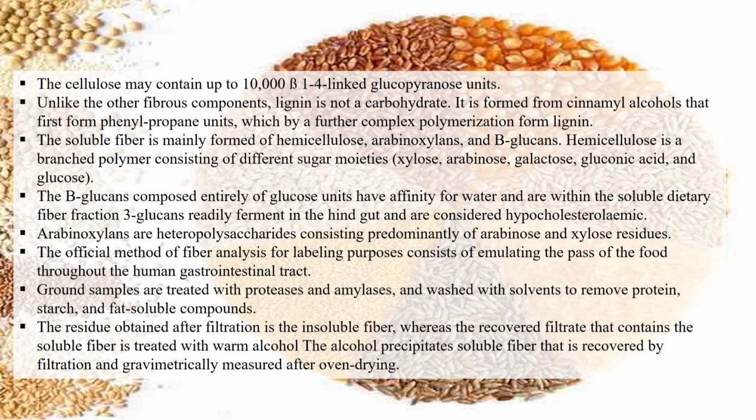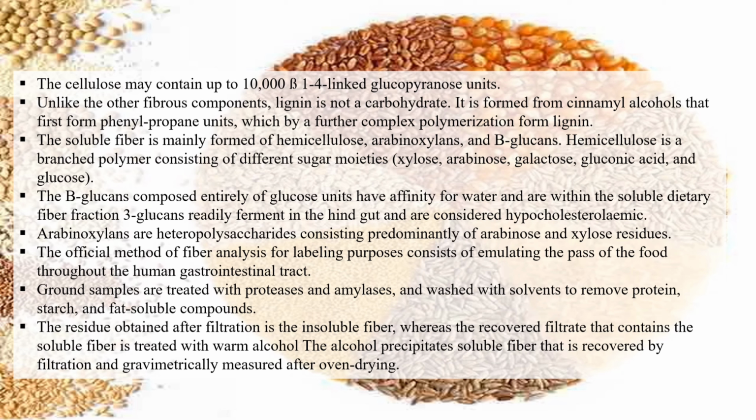Unlike the other fibrous components, lignin is not a carbohydrate. It is formed from cinnamyl alcohols that first form phenylpropane units, which by further complex polymerization form lignin. The soluble fiber is mainly formed of hemicellulose, arabinoxylans, and β-glucans. Hemicellulose is a branched polymer consisting of different sugar moieties: xylose, arabinose, galactose, gluconic acid, and glucose.